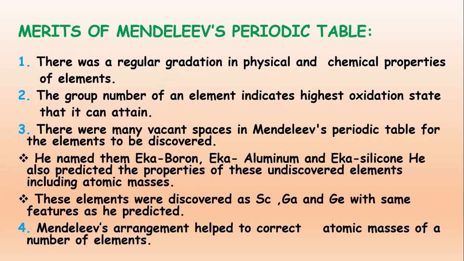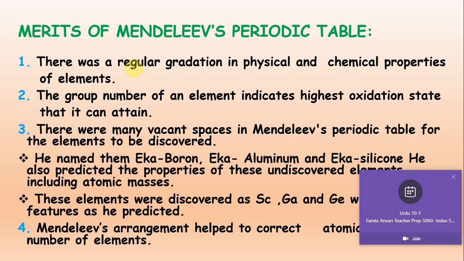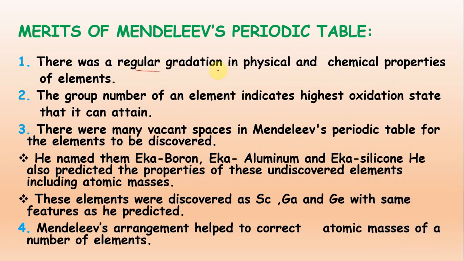Now we are moving towards the advantages or merits and demerits of Mendeleev's periodic table. This is very, very important. Number 1, there was a regular gradation in the physical and chemical properties of the elements, meaning the properties changed in a pattern. The group number of an element indicates the highest oxidation state that it can attain. For example, group number 1 has oxidation state 1, group number 2 has oxidation state 2.